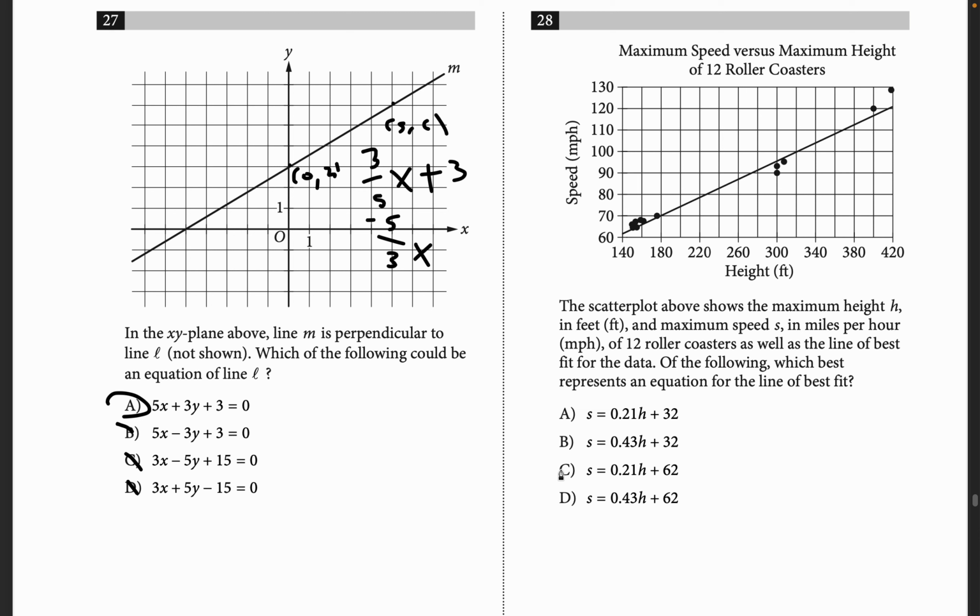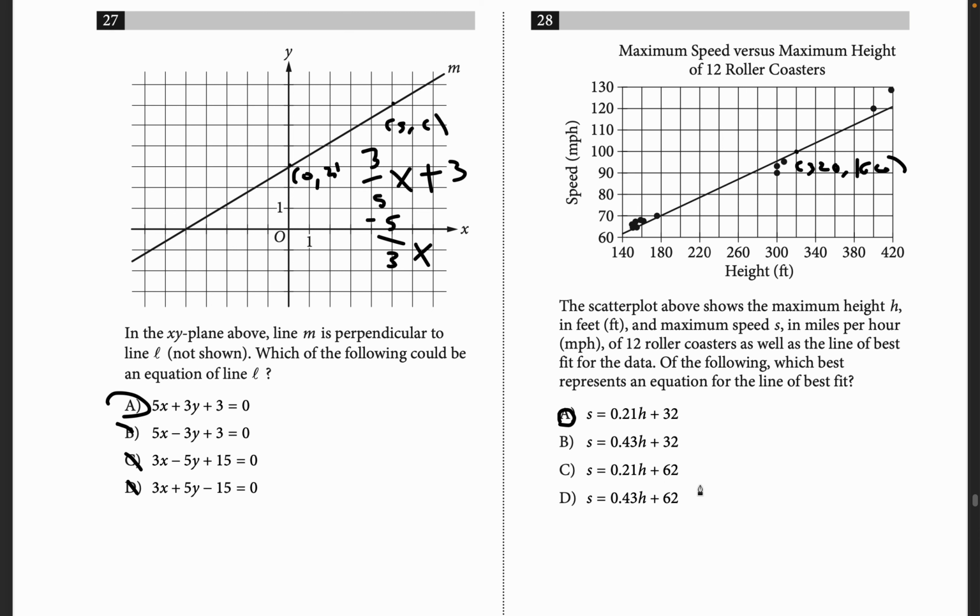The way I do these is I find one very, very good point on the graph, and I just plug in. This is a very good point. This is exactly 320, and then 100. So I plug in these equations. Which one? 0.21 times 320 is 67.2 plus 32. That is 99.2. That is the closest, a 0.8 margin. I'm telling you, that's the answer, 100%.